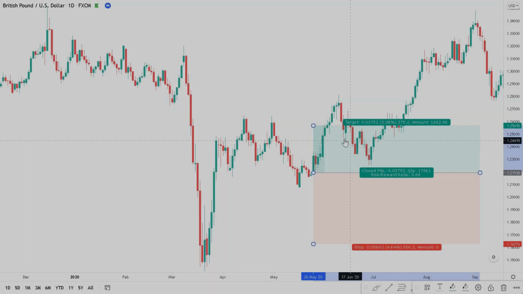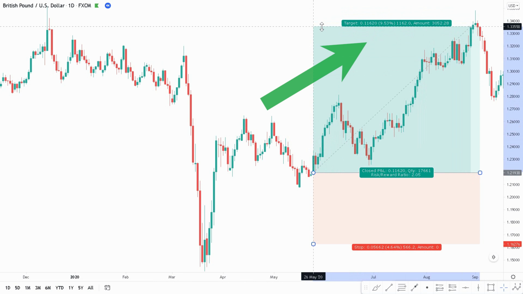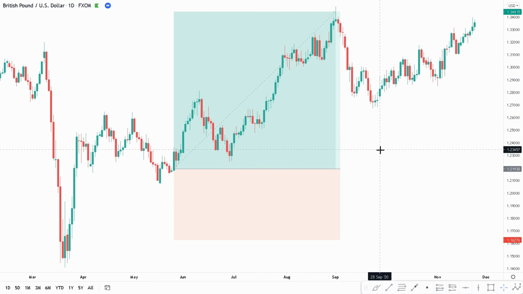Imagine if you go long here and ride this uptrend all the way to the top. That's more than 900 pips profit. Watch till the end to learn how to use this simple Fibonacci retracement strategy like professional traders.